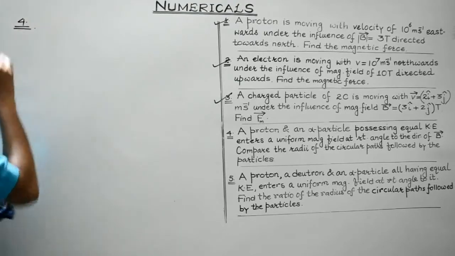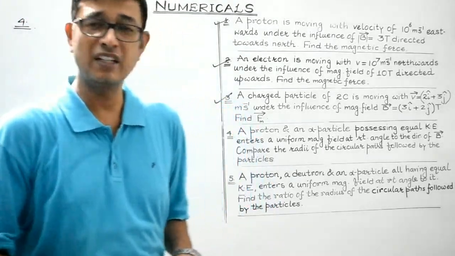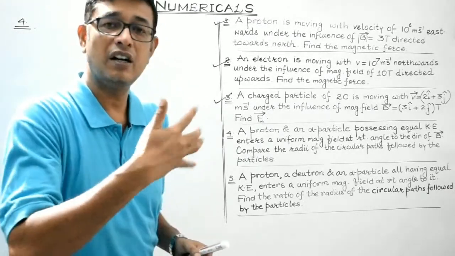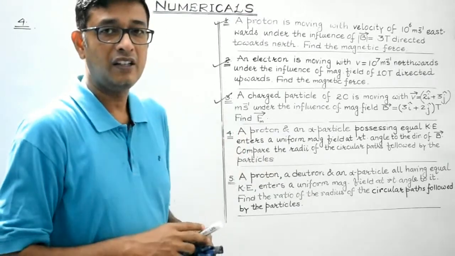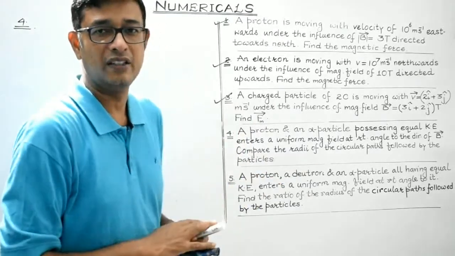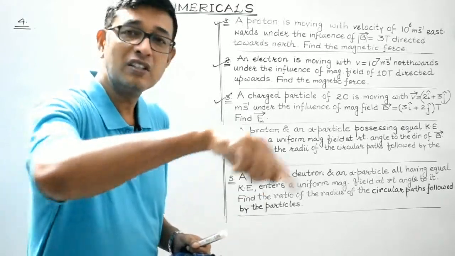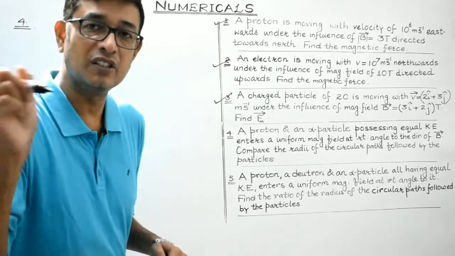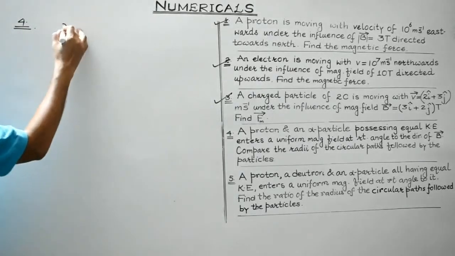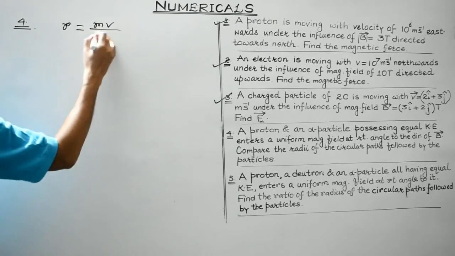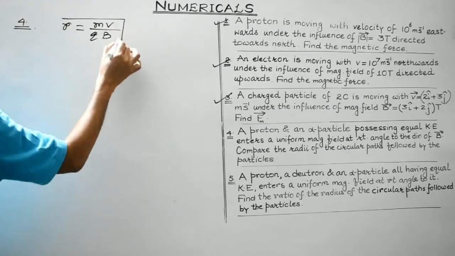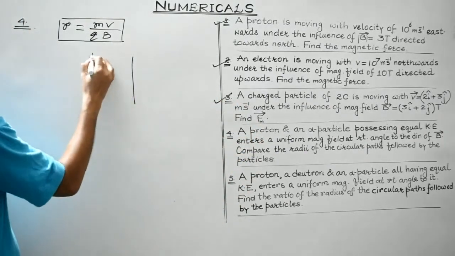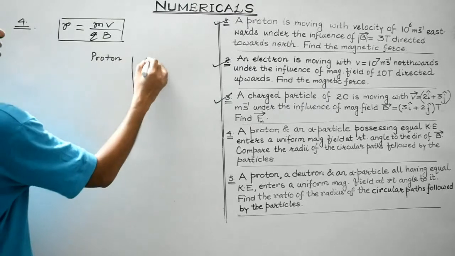Students, the first point is, we are aware, we have done it in the theoretical section, that whenever a charged particle enters a uniform magnetic field in a direction perpendicular to the magnetic field, then it always tends to follow a circular path. Right? And the radius of the circular path followed by the charged particle is given by mv divided by qB. So this is the formula to be used over here. Right? Here there are two particles, one is a proton, the other one is an alpha particle.